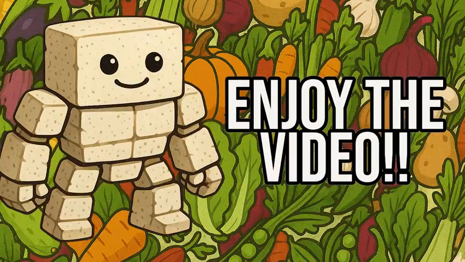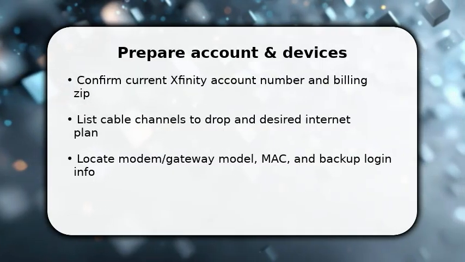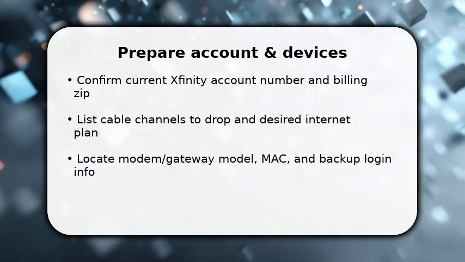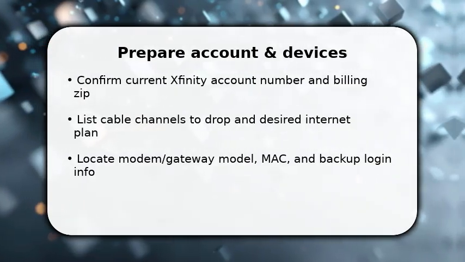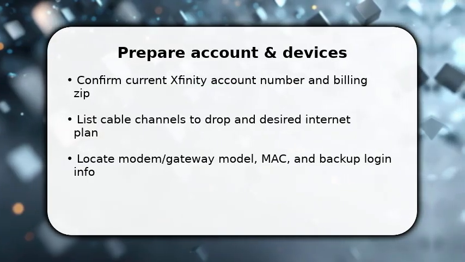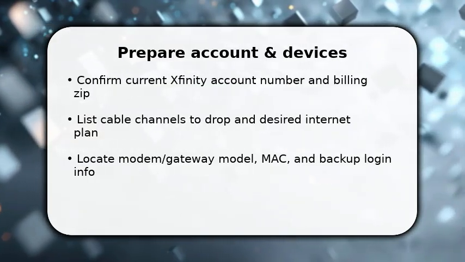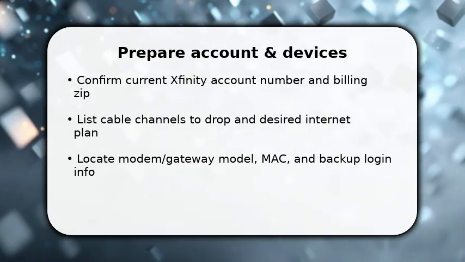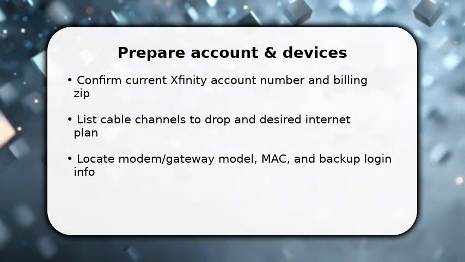Please enjoy the video. You start by getting account essentials now. Account number, billing zip, and the modem's MAC address. This prevents holdups. Next, decide which cable channels you want removed versus the internet tier you intend to keep, because retention offers hinge on that choice.